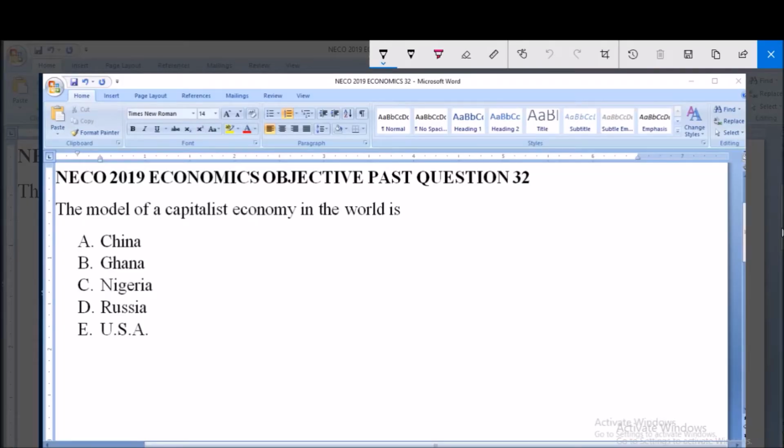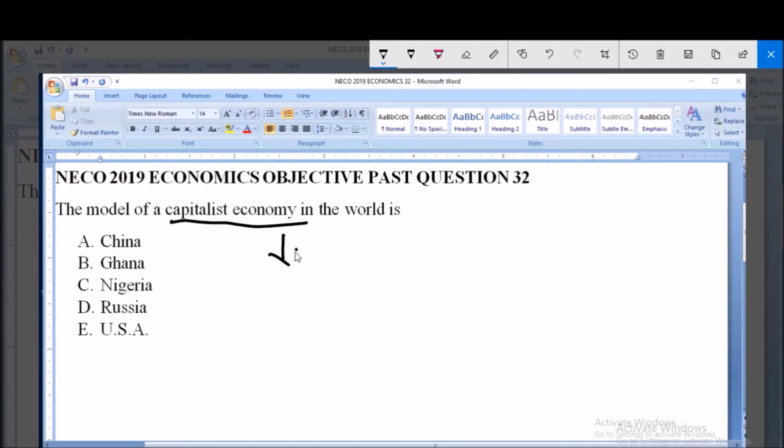Hello and welcome. I'm going to be answering NECO 2019 Economics Objective Past Question 32. The model of a capitalist economy in the world is A. China, B. Ghana, C. Nigeria, D. Russia, E. USA. So the concept we are looking at here is a capitalist economy.